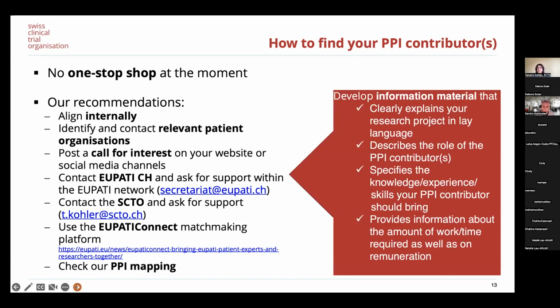For this, we do recommend that you develop information material that clearly explains your research project in lay language, describes the role of the PPI contributors, information material that specifies the knowledge, experience, skills your PPI contributor should bring, and information about the amount of work, time, as well as compensation.